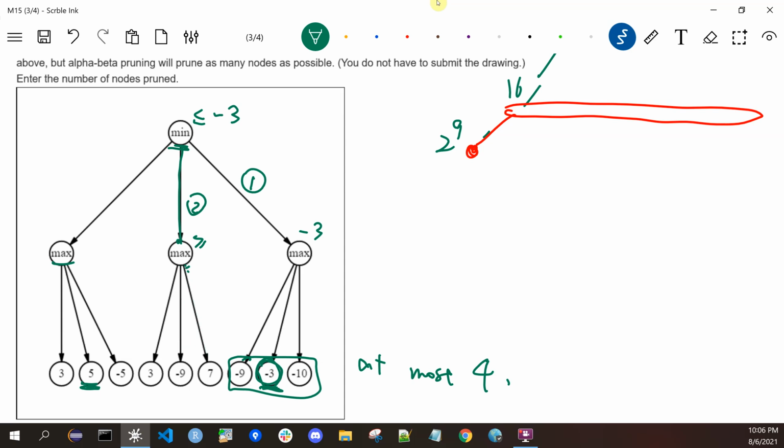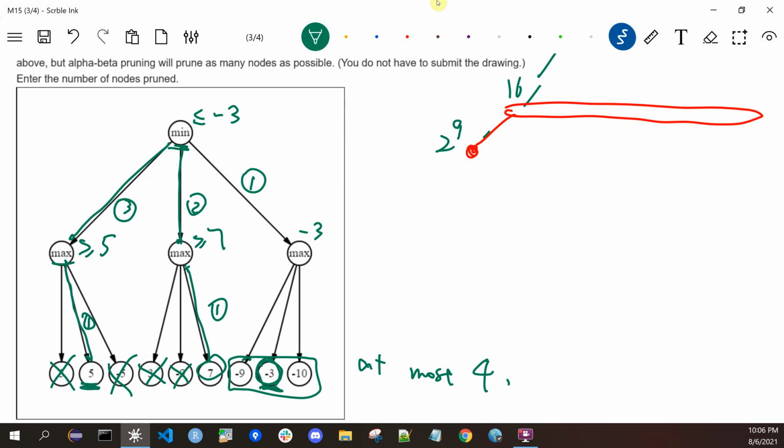So I'm going to start with this, and I'll get 7. So I know I'll get larger than or equal to 7. Then the remaining 2 will be pruned. And you can probably get the pattern here. I'm going to search this 3 next, and I'm going to search this one in the middle first. So I know I'm getting at least 5, and the min player knows that he or she is already getting something less than -3, so I'm going to prune the rest.